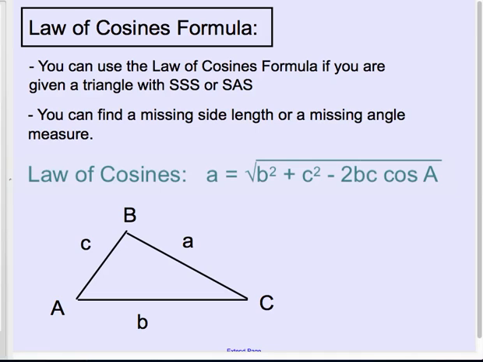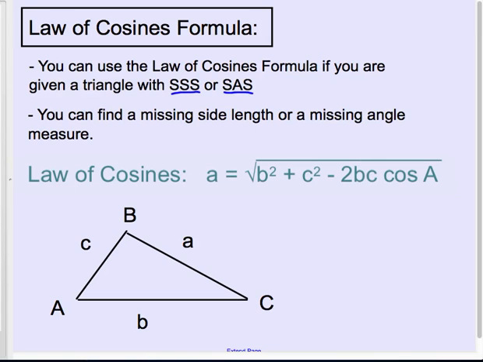The only two cases where you can use the law of cosines is if you know all three sides of the triangle, so that's the SSS we're looking at right here, or if you know two sides and the included angle. It's got to be the angle in between the two sides we know, so that's the SAS. So here's our law of cosines.